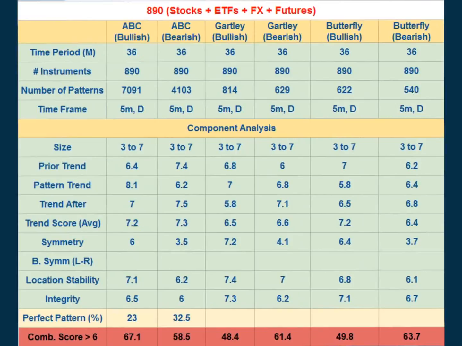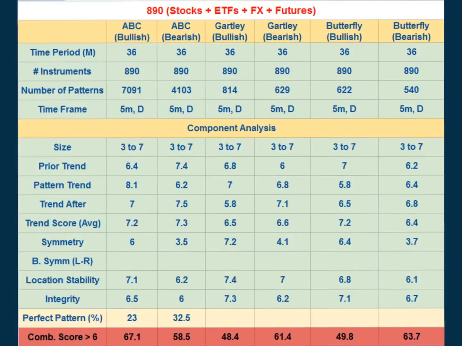And from this, I used something called a size 8. Remember I talked about size between 3 to 7. And now I started measuring the component analysis. For each and every pattern, I looked at what was its prior trend, what's its pattern trend, and what's the trend after. That's what is called a trend strength, and what is the trend score.